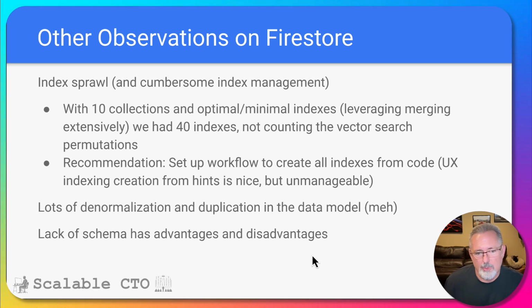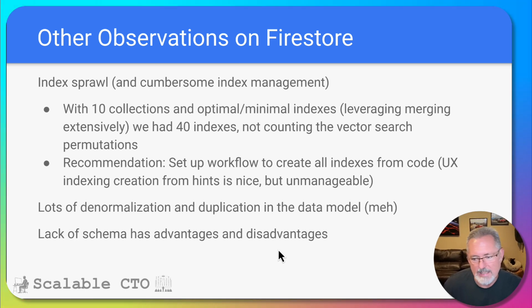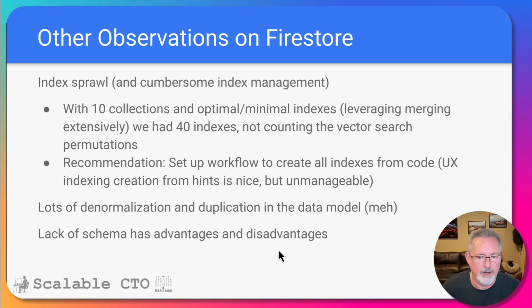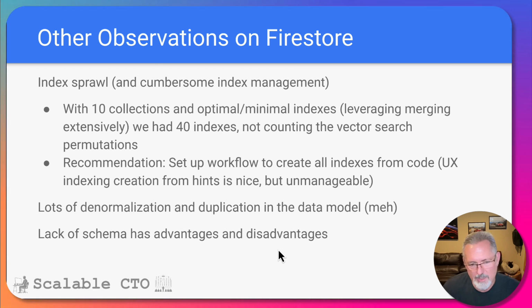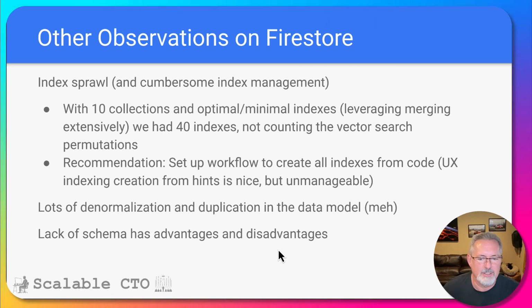So you're going to have a lot of denormalization and a lot of duplication of data in Firestore just because of the nature of it, which is fine. I mean, you get used to it and it's not a big deal. I didn't really hate it. There's a little bit of the old school database architect in me that bristles at denormalization, but it's not a big deal. So you're going to do that with any NoSQL database. So I don't think that's a unique disadvantage.